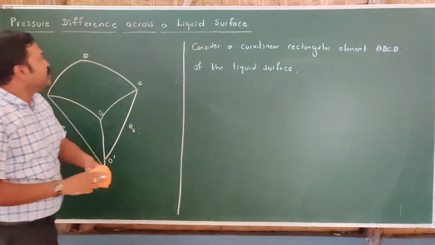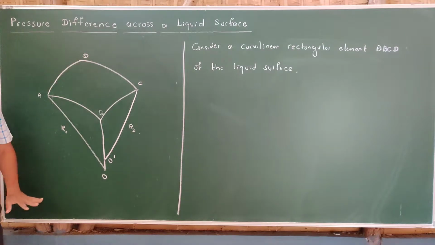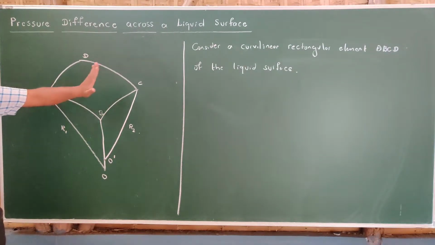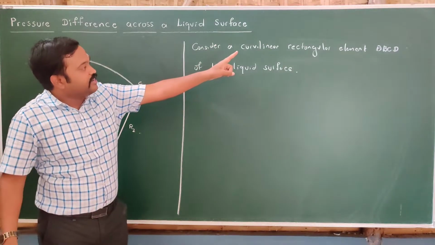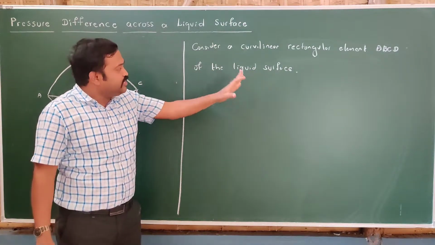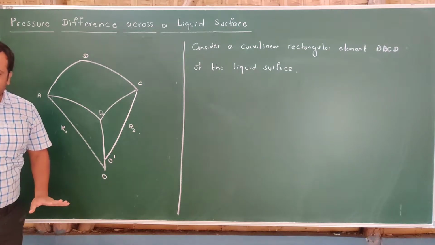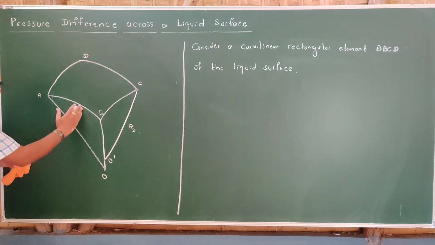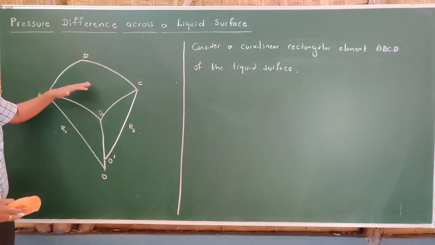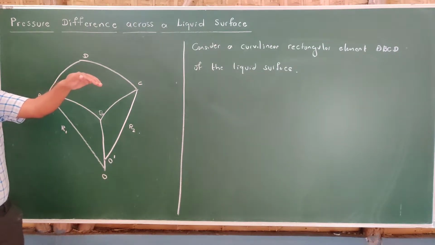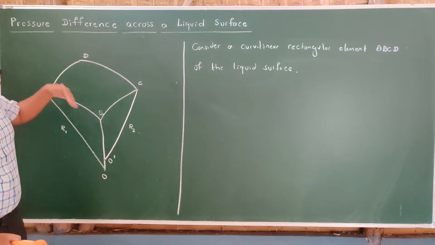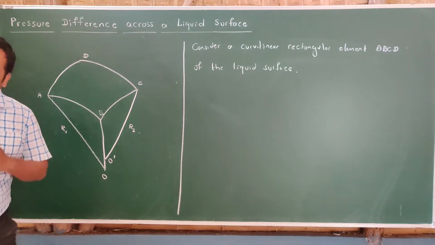See what we are doing? We are deriving the pressure difference across a liquid surface. From that liquid surface, I have considered a curvilinear rectangular element ABCD. Then what I will be doing here is applying a pressure at the concave side. This is convex, and this is concave. Let me apply the pressure because we are finding the pressure difference.